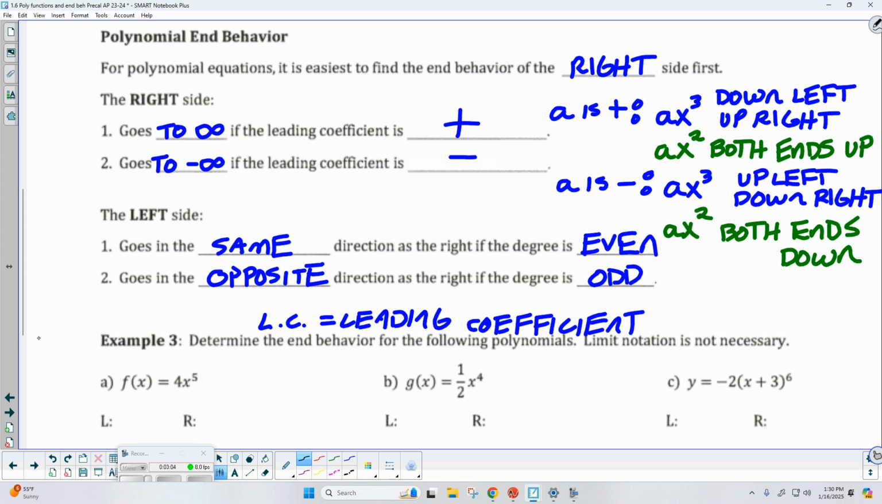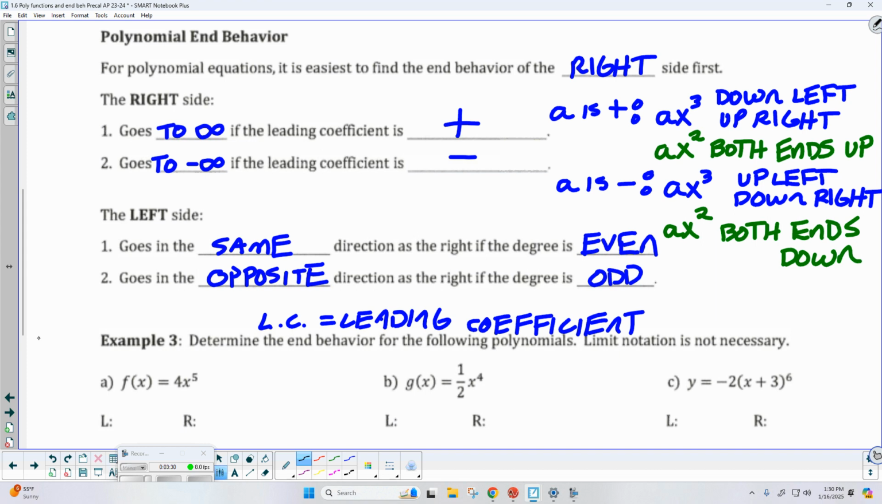Okay, so let's start with the easiest one first. If you have an even degree, both ends are going to be going in the same direction. They're either both going to be going up or they're both going to be going down. And it depends on the sign of your leading coefficient. If it's an even degree with a positive coefficient, both ends are up. Okay, if it's an even degree with a negative coefficient, both ends are down.